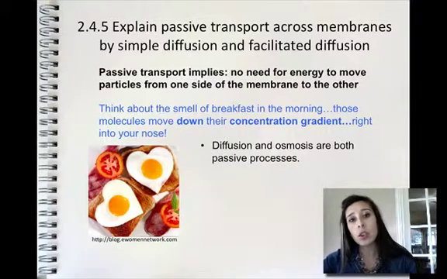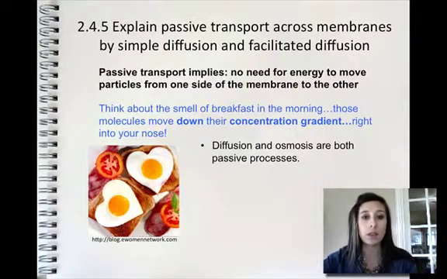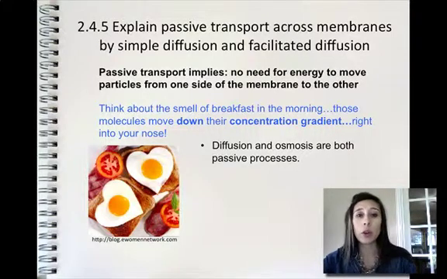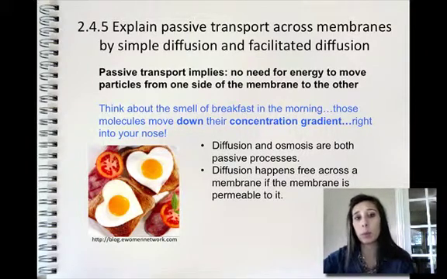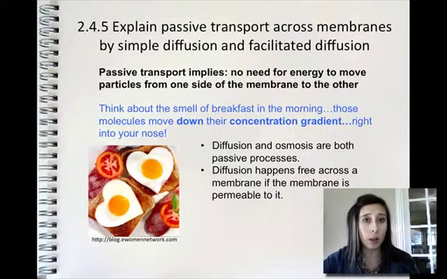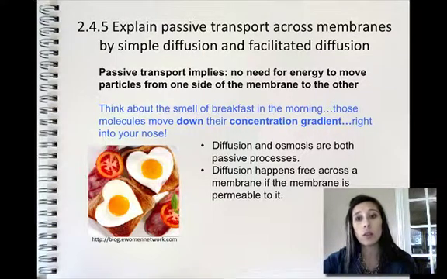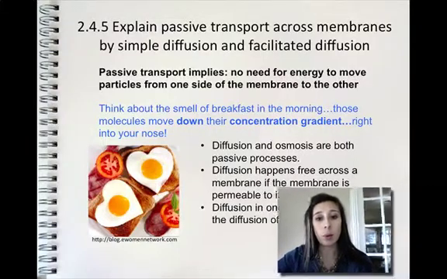Diffusion and osmosis are both passive processes. They're very similar, but they're specific to either water or different solutes. Diffusion happens freely across the membrane if the membrane is permeable to that substance. Some gases like oxygen and carbon dioxide flow freely through the plasma membrane, but other things like water can go through the membrane, but they actually have to have help. They have to go through facilitated diffusion. They have to use a protein to actually pass through.